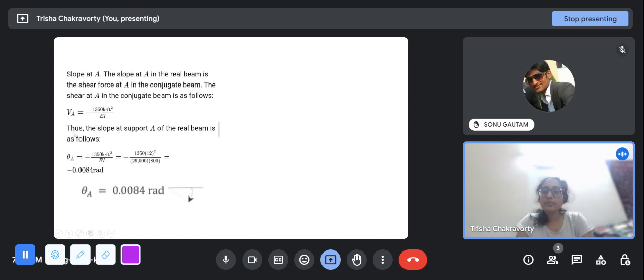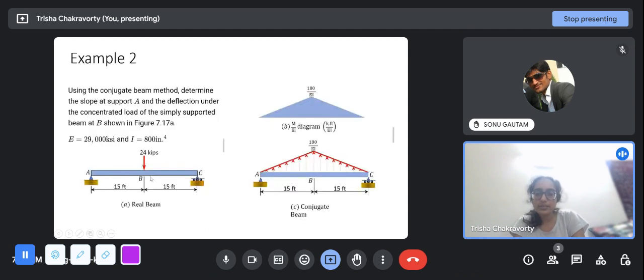And so the slope at A in the real beam is the shear force at A in the conjugate beam, which is this, as we found out. Put in the value of EI and we get this value, and it is negative. That means the rotation is in the clockwise sense. Let's try to visualize that.